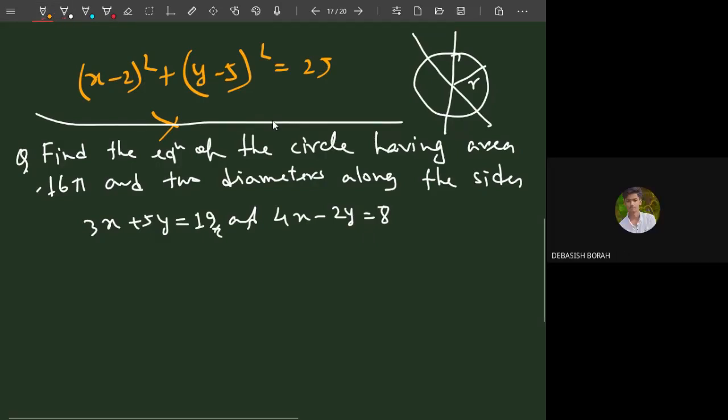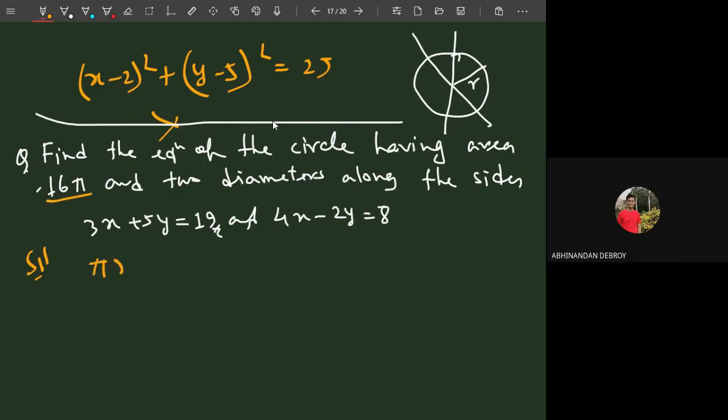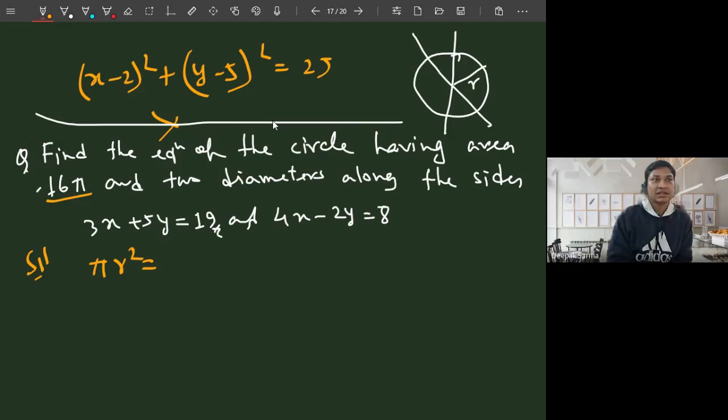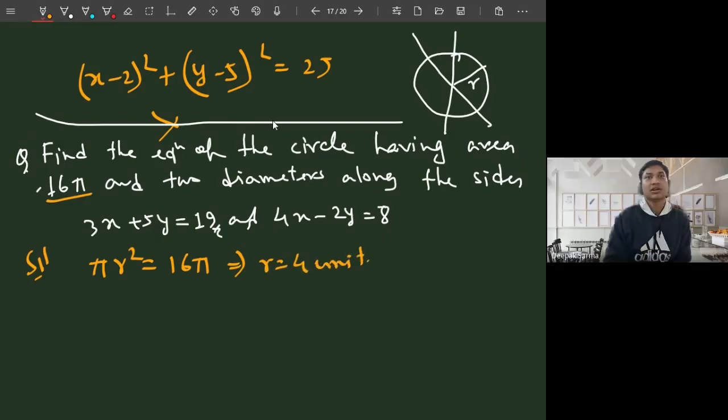Suppose the radius is r. If the radius is r, what is given? Area is equal to 16 pi. What is the formula for the area of a circle? It is pi r square. If you solve it, what do we get? r equal to 4 units. So we get r.